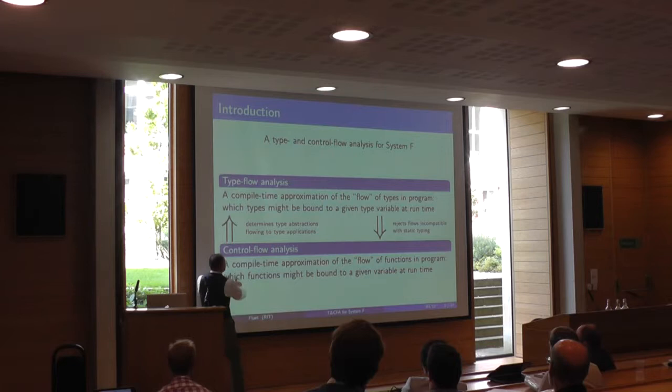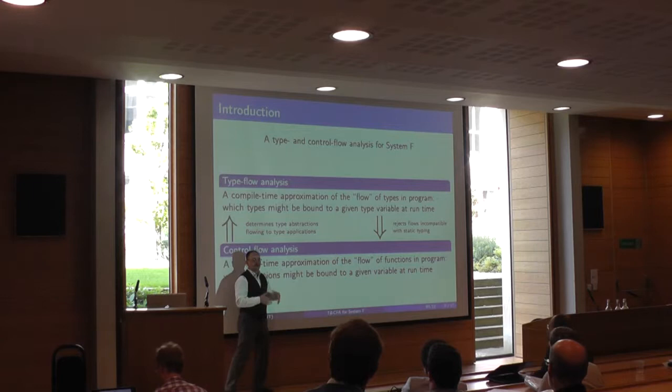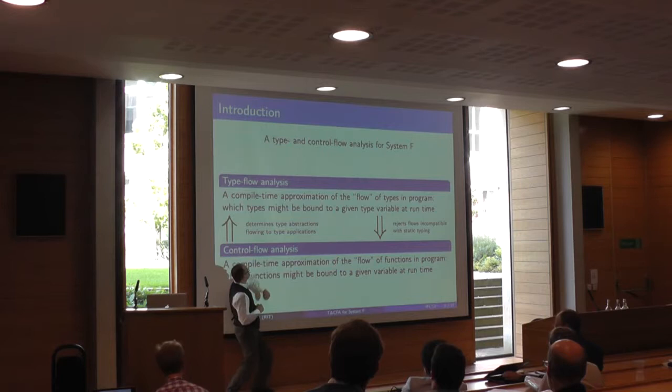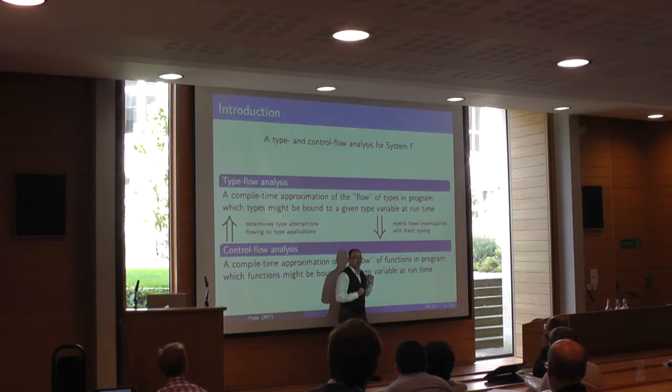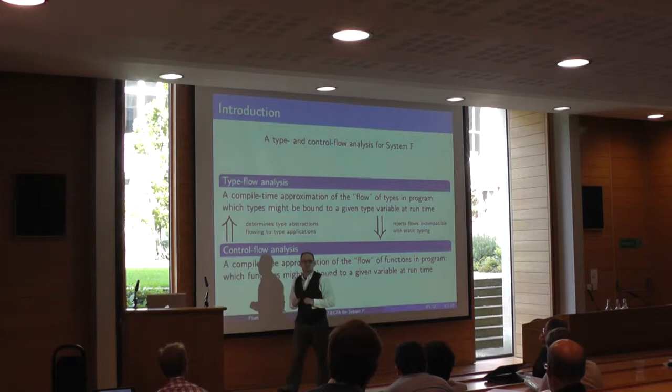So let me explain this direction first. The control flow analysis tells me which functions flow to which points. And in particular, in System F, it's going to tell me which type abstractions, that is big lambda functions, flow to which type applications. And that's the information I need to know, what types flow to type variables. Then this direction is what we just did on that previous slide. Use that information about which types flow to which type variables to, in some sense, reject flows that are incompatible with that static typing. Refine your control flow information.